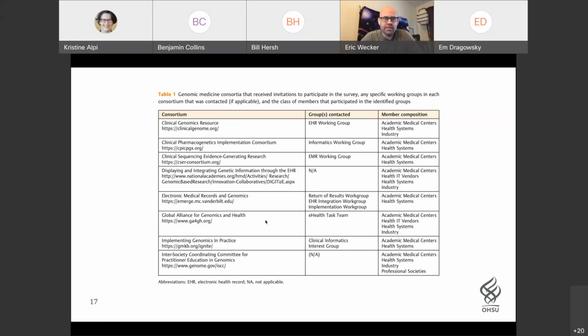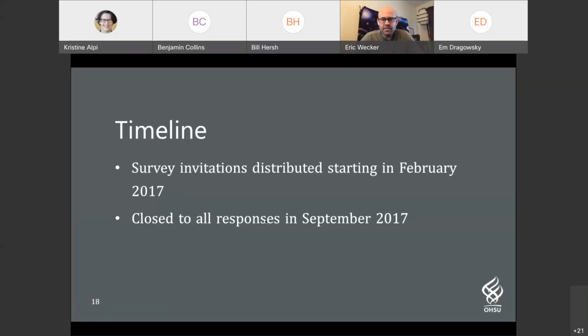So here are the consortia that received invitations, and then any specific working groups in there. They sent out the invitations in February 2017. That's when they started doing that.